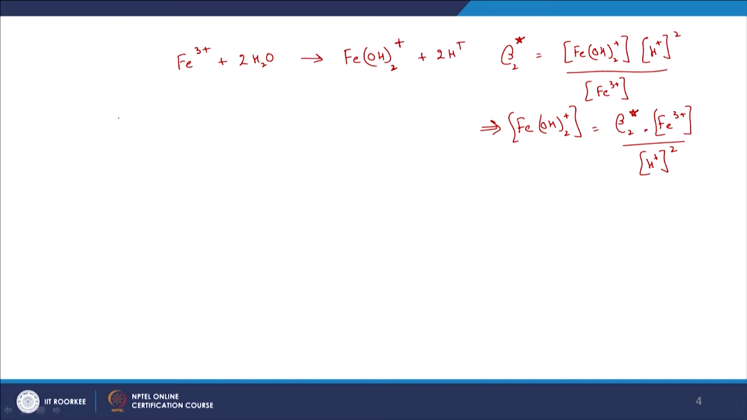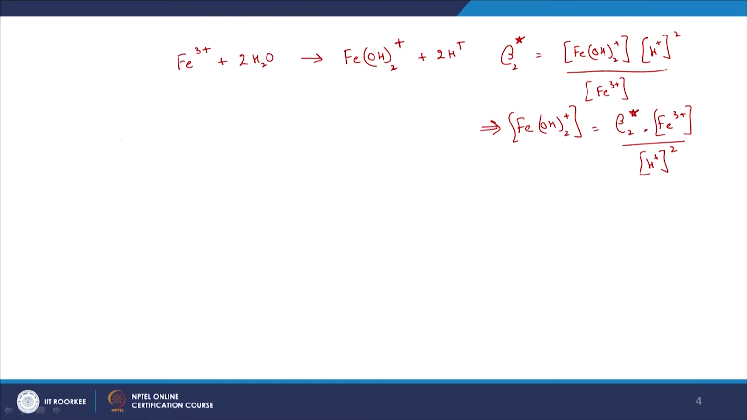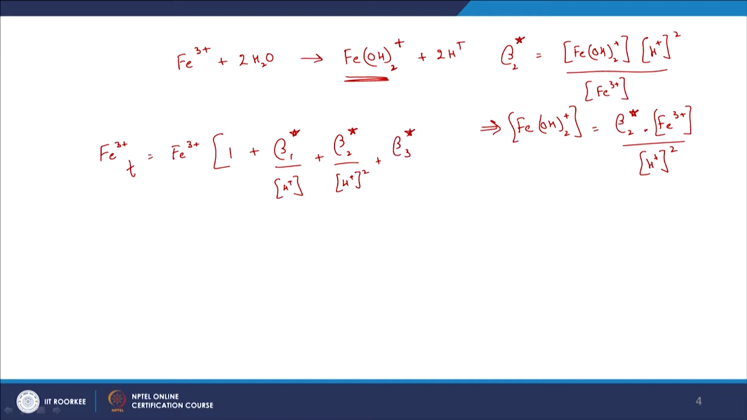Let me write down this equation in the form we want here. Fe3+ total is going to be equal to Fe3+ times 1 plus, for the first complex, beta 1 star by H+, plus beta 2 star by H+ squared, which is for this particular complex, and for the other two complexes we can write it down similarly: beta 3 star by H+ cubed plus beta 4 star by H+ to the power of 4.